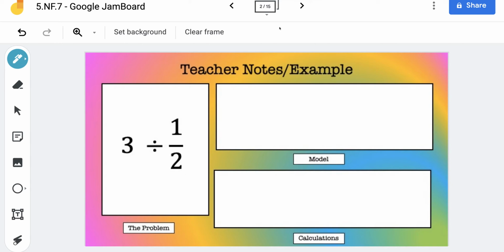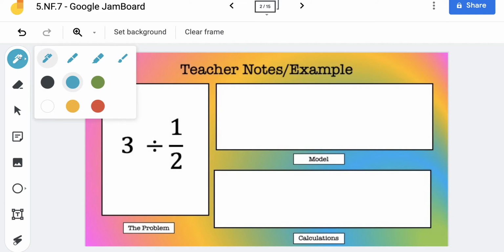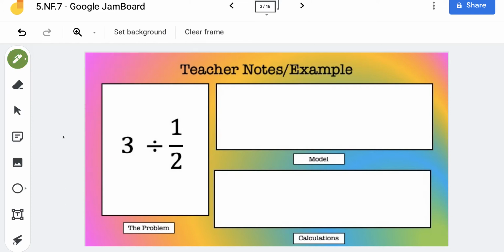Hey everybody, this is an interactive video lesson about how to model division of fractions. Okay, so why don't you come over here and grab a pen. Right, you pick the color. All right, and just follow along with me.